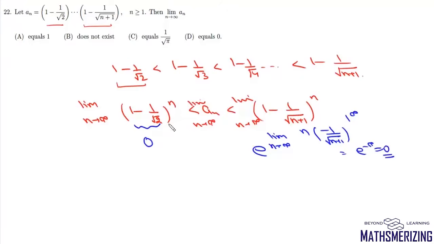So this limit on the left is 0, and this limit on the right is also 0. Then from the sandwich theorem, we can say that this limit n tends to infinite an will be 0, and that's your option number D.